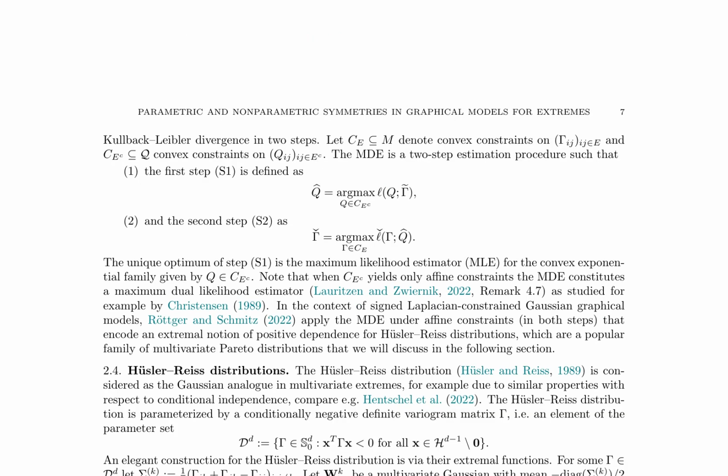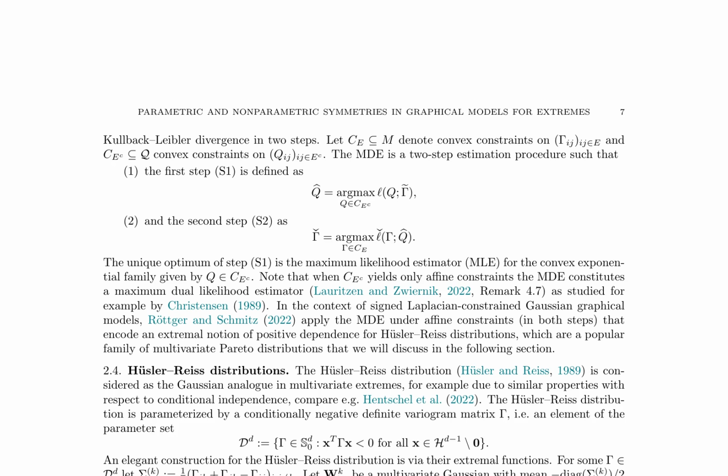The paper delves into parametric and nonparametric symmetries in graphical models for extremes, focusing on the Hüsler Reiss distributions. It begins by introducing the maximum dual likelihood estimator, MDE, for the convex exponential family, a two-step estimation procedure. The first step involves finding the maximum likelihood estimator for the convex exponential family, and the second step is to find the maximum dual likelihood estimator. This MDE is particularly useful in signed Laplacian constrained Gaussian graphical models, where it encodes an extremal notion of positive dependence for Hüsler Reiss distributions.